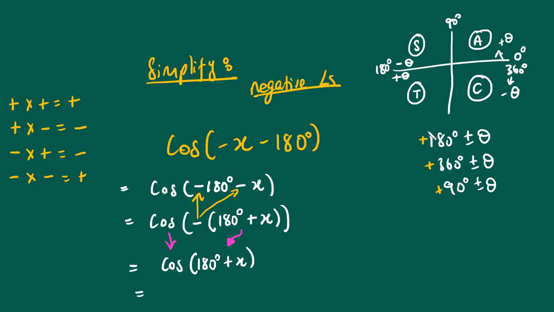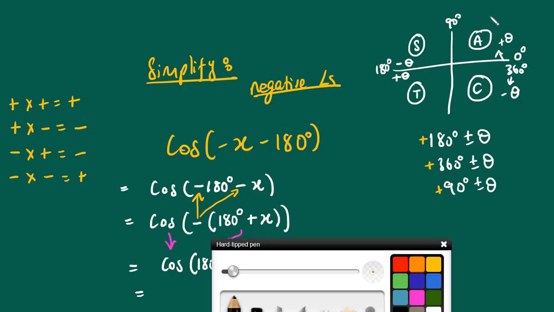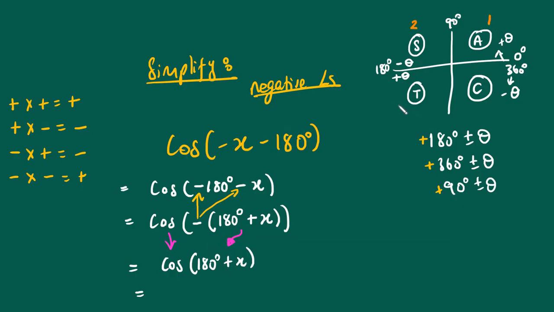180 plus x is exactly what we wanted, because now we have a positive angle. Now we just have to say 180 plus x is in which quadrant? Which quadrant is that, good people? Is it in quadrant 1 or quadrant 2 or quadrant 3 or quadrant 4? Which quadrant is 180 plus x or 180 plus theta? Great, it is in quadrant 3.